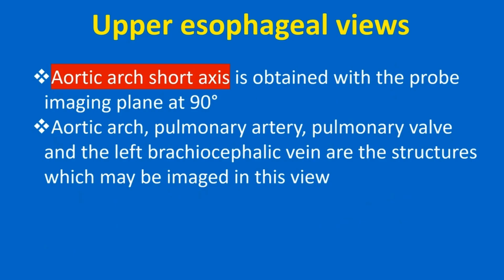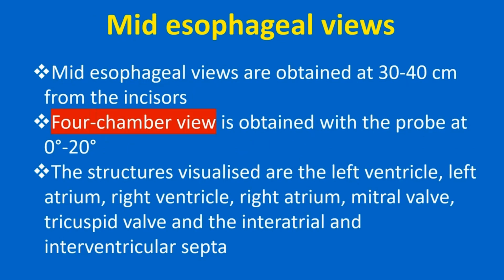Aortic arch short axis is obtained with the probe imaging plane at 90 degrees. Aortic arch, pulmonary artery, pulmonary valve and the left brachiocephalic vein are the structures which may be imaged in this view. Mid-esophageal views are obtained at 30 to 40 centimeters from the incisors.